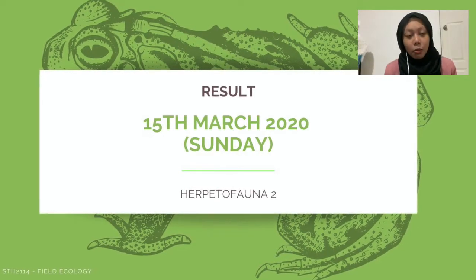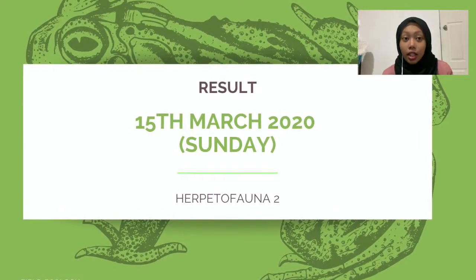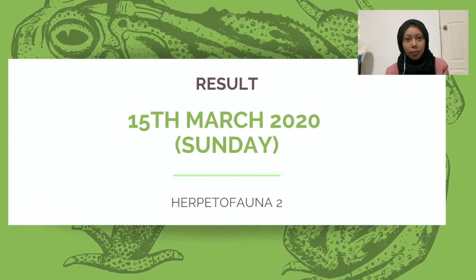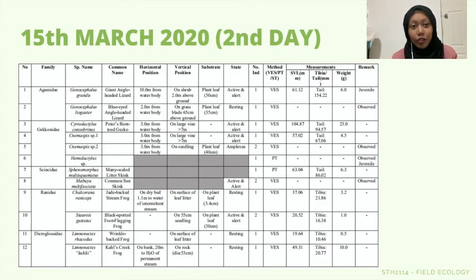Hello, my name is Nurin Akia, and I will be presenting the results of the second and third day of the sampling. For the second day, a total of 5 different families were found, which are Agamidae, Gekkonidae, Scincidae, Ranidae, and Dicroglossidae. For family Agamidae, there are a total of 2 species found during that day, which are Gonocephalus grandis and Gonocephalus liogaster. These 2 species were found using the visual encounter survey method.